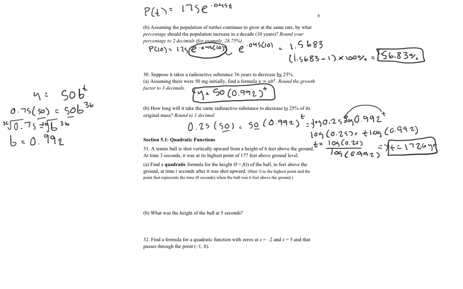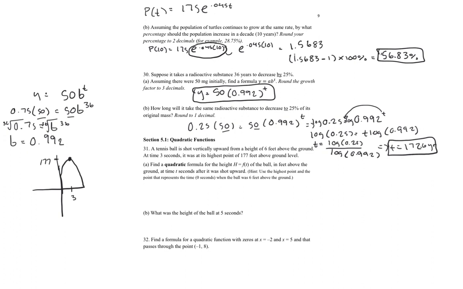Okay, so if we think about this in practical terms, we know there's going to be a quadratic function. It's going to start here, and it's going to go up and then come back down, right? And it says it hits its highest point right there. It tells us the highest point is at time 3 seconds, and its highest point is at 177. And this looks like a vertex, right?